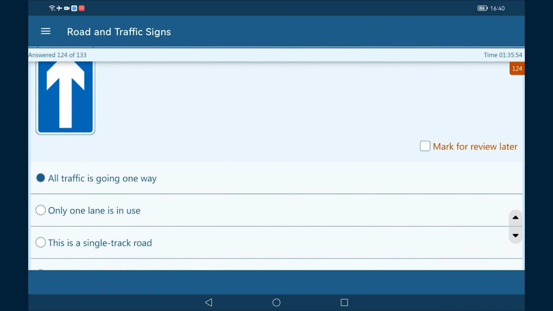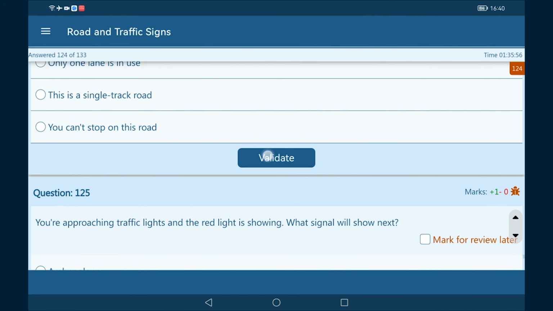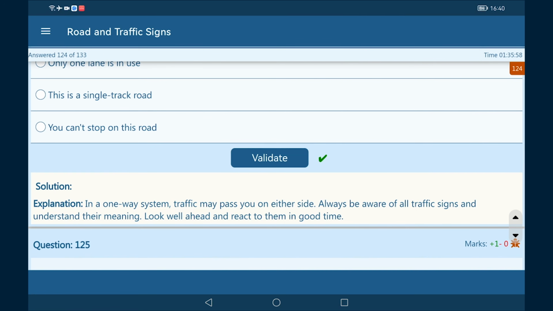Explanation. In a one-way system, traffic may pass you on either side. Always be aware of all traffic signs and understand their meaning. Look well ahead and react to them in good time.